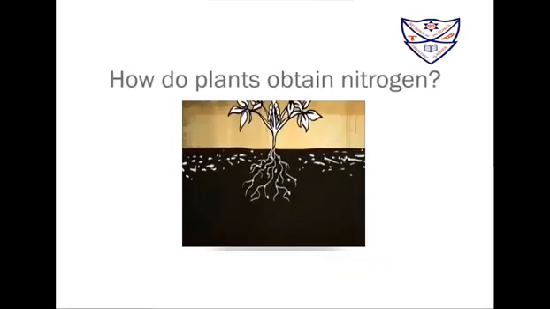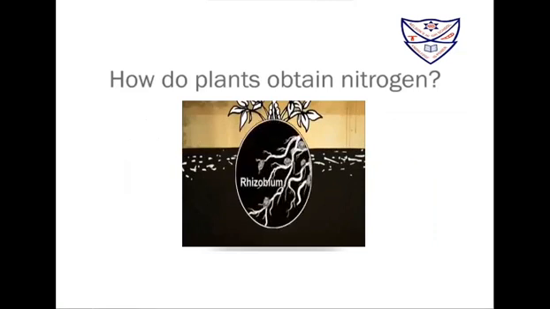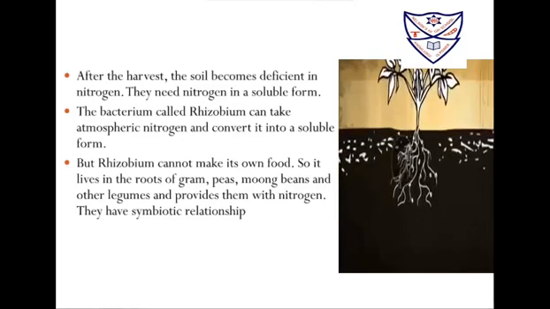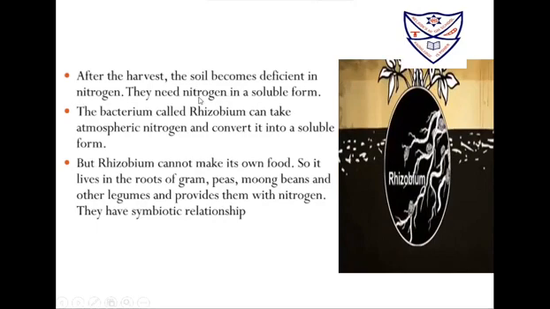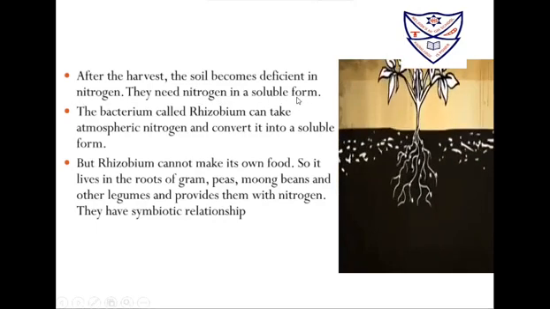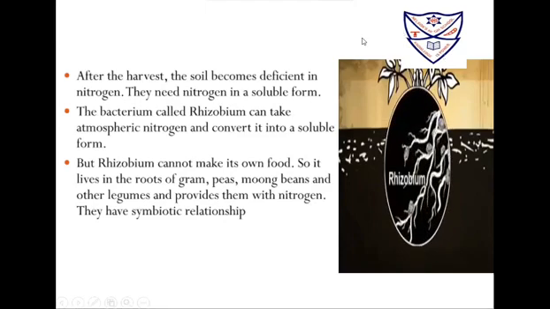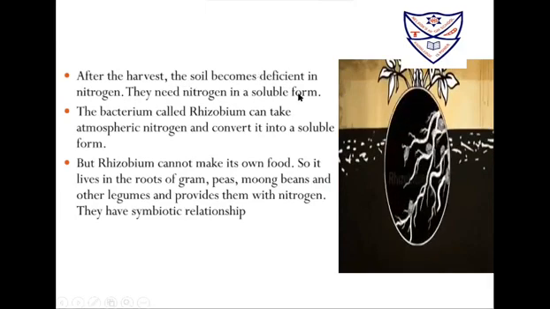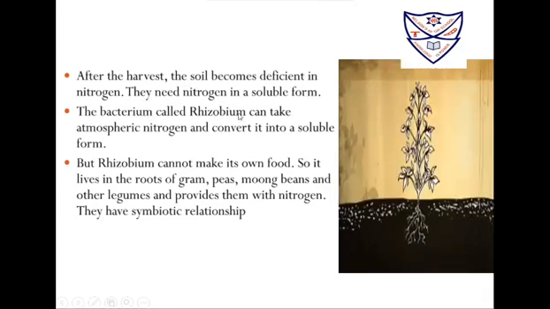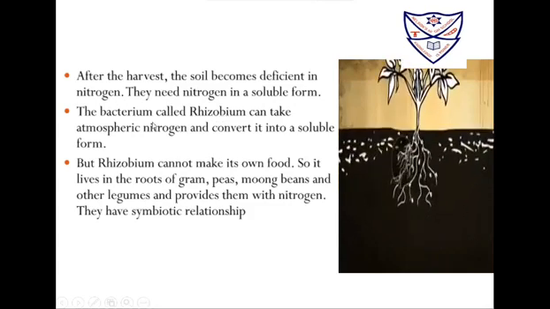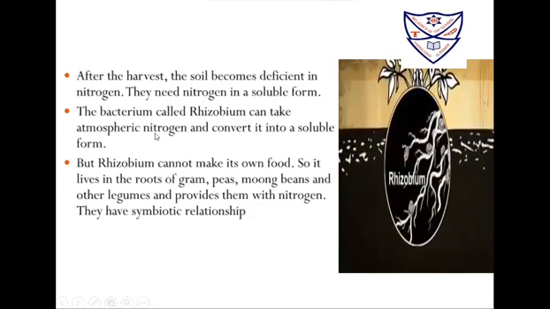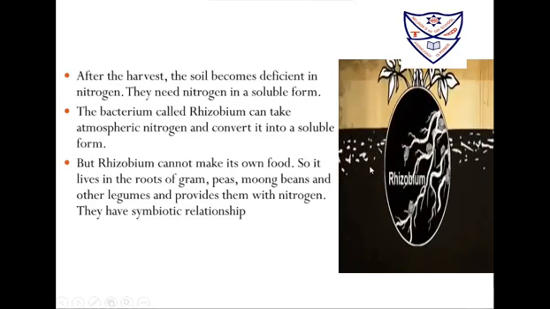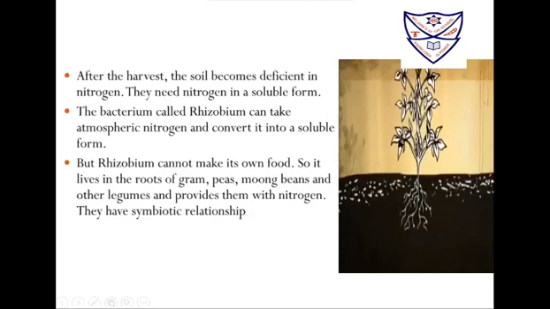Plants need nitrogen for their survival. So how do these plants obtain this nitrogen? One thing that we need to understand is that plants can only use nitrogen in soluble form, right? So they cannot use nitrogen which is present in the air around them. So in order to convert this nitrogen into soluble form, there is a bacterium called Rhizobium. Rhizobium basically takes the atmospheric nitrogen and converts it into a soluble form which can be used by the plants. Okay, so this way the Rhizobium is helping the plant.